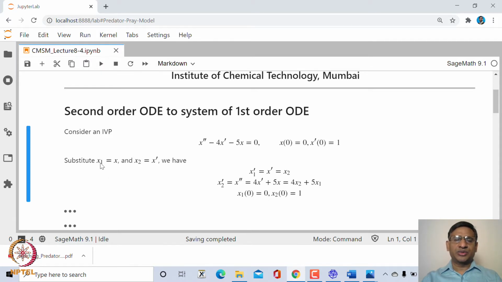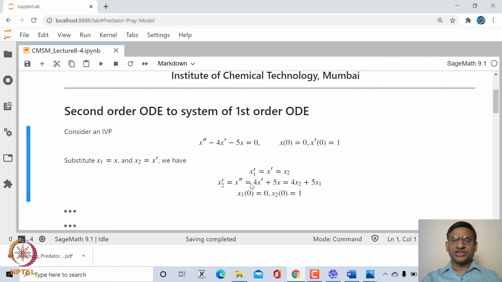Let us assume x1 to be x and x2 to be x dash. In that case, the first equation is, if you look at x1 dash, that is x2. So, that is the first order differential equation, and the second, let us look at x2 dash. What is x2 dash? x2 dash is x double dash, which is equal to 4x dash plus 5x from this given equation. Therefore, we have two equations, namely first is x1 dash is equal to x2 and second one is x2 dash is equal to 4x2 plus 5x1.